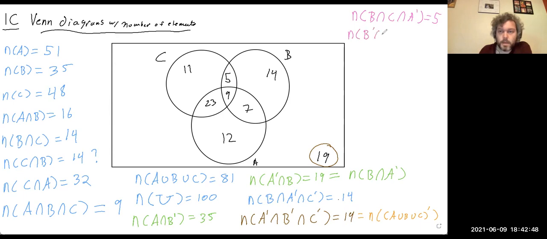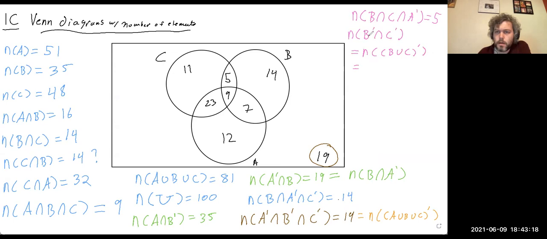B complement intersect C complement. Could we do this one? B complement intersect C complement. So my friend De Morgan said that you could rewrite this as B union C, complement. Does that help answer the question? These are equivalent statements. Or they should be.